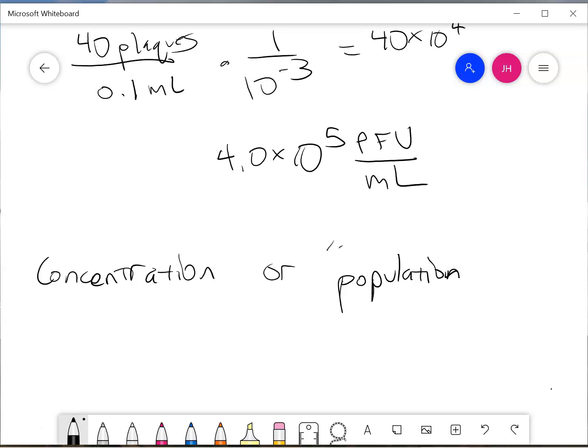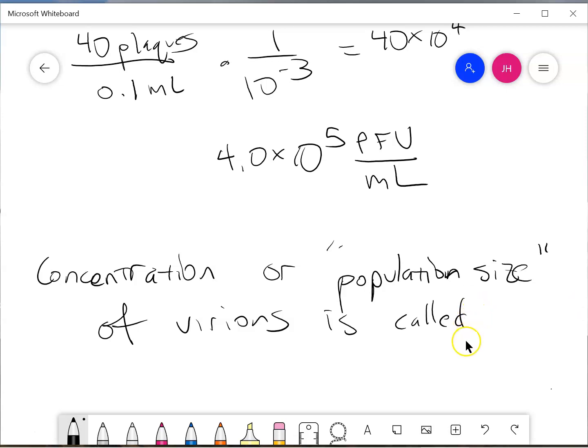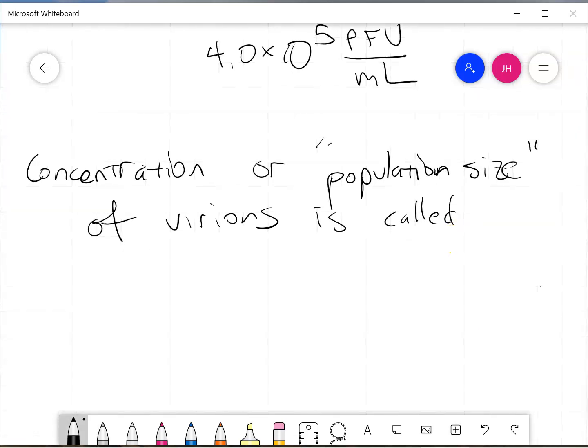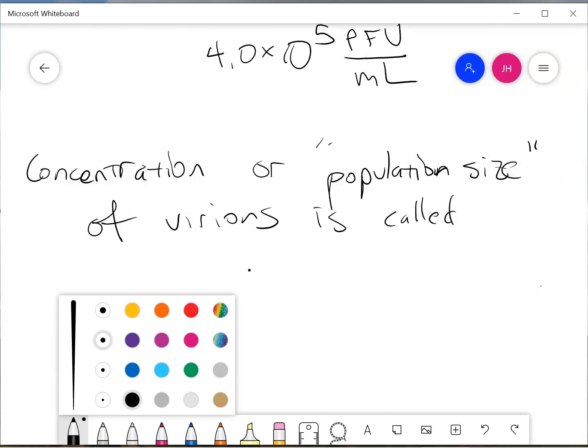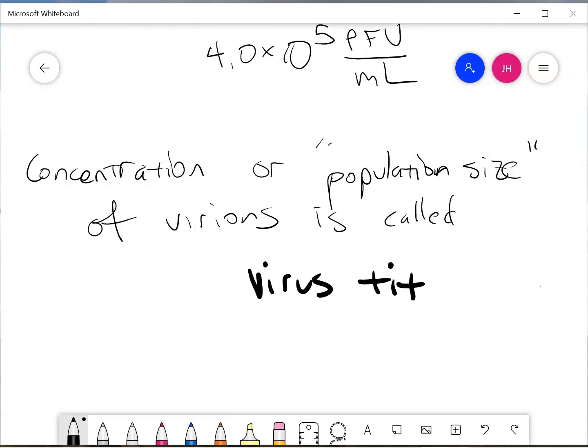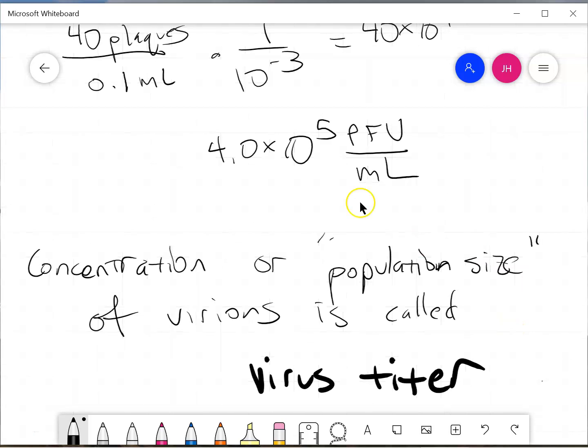She would be mortified. Population size of virions is called a different word that we haven't used so far. It is called the virus titer, or if you're British, titre. That's an R. And so we would say the virus titer of our unknown sample was 4.0 times 10 to the 5th plaque forming units per milliliter. Okay.